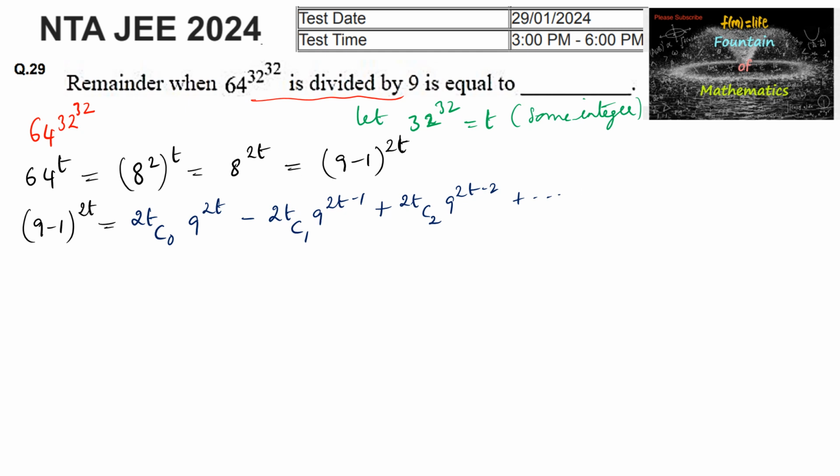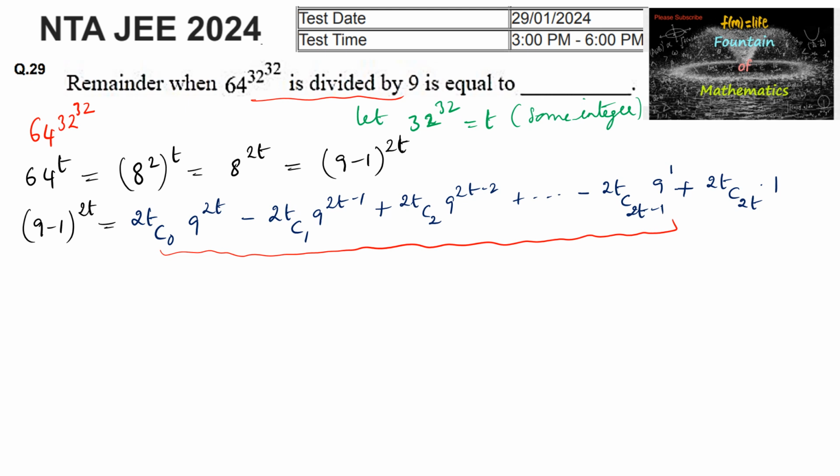The last but second term, let me consider. We'll get minus 2t c 2t minus 1, it's an odd number so we'll get minus here, 9 to the power of 1, and again the last term will be positive 2t c 2t 9 to the power of 0 into 1. So here we can say clearly, except the last term, all the numbers are multiples of 9.